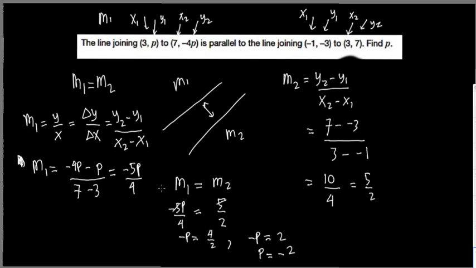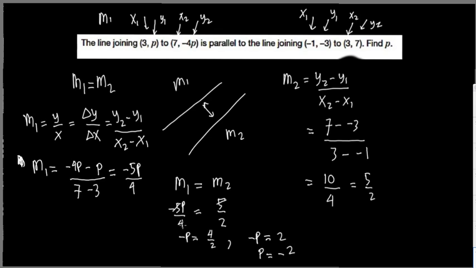Since we know that gradient 1 equals gradient 2, gradient 1, m1 itself, is minus 4p minus p divided by 7 minus 3. We get minus 5p over 4. For the second gradient, 7 minus 3 over 3 minus 1, we get 10 over 4. We simplify into 5 over 2. We got the relation: gradient 1 equals gradient 2, m1 equals m2.